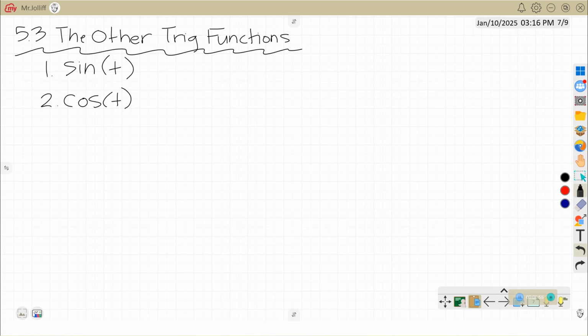Those I'm not going to test you on. If you're curious what they look like, they're in Canvas, but we're not going to do them in class together.